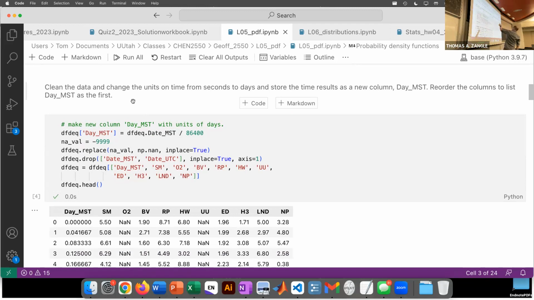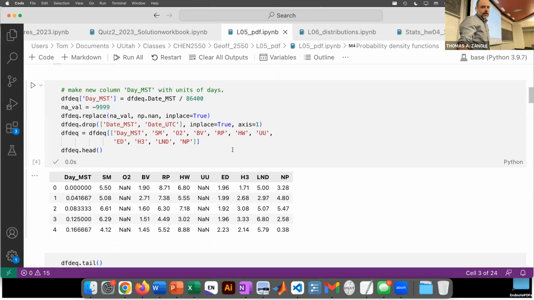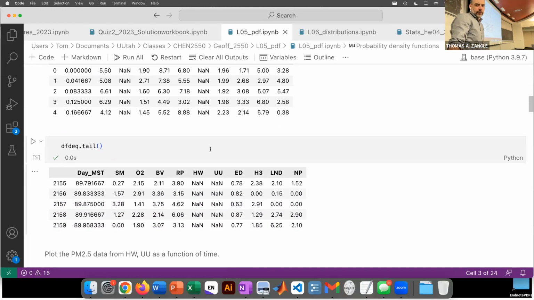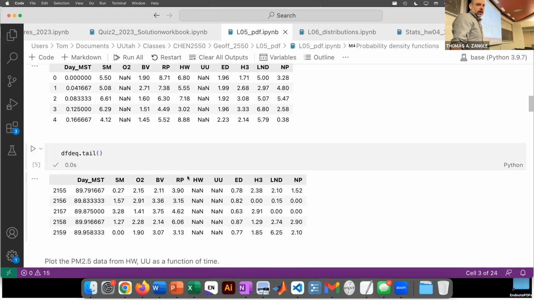In this case, we're going to clean the data and change the units of time from seconds to days and store that in a new column. And then we reorder them so that that new column is the first one. This is a little bit different than what we had here, but we're going to be essentially going through and replacing all of the invalid values with nans. And then the next lines move the columns around. Once we've done that, we can look at, again, the head and tail of that data set. And we can see that those negative 9,999 values for the UU site have been replaced. We had some others at the Hawthorne site, and we can see that those have been replaced as well.